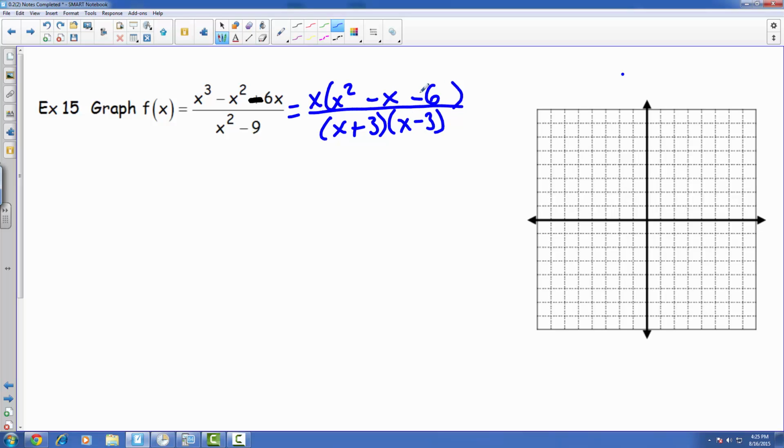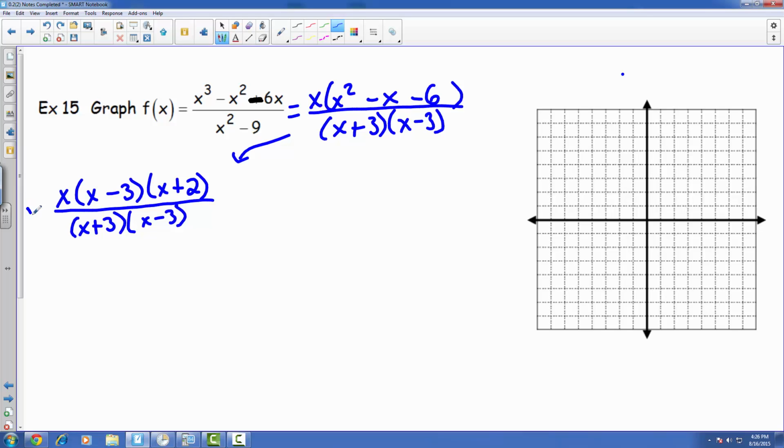Now the top actually can be factored a little bit more. So we end up with x times x minus 3 times x plus 2 all over x plus 3 times x minus 3. And this is now our new function. F of x is the same thing as saying y, so I'm just going to replace it with y.